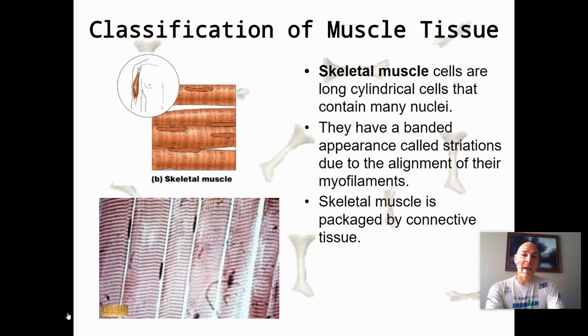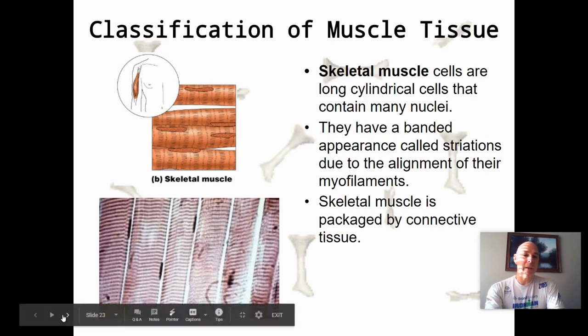Skeletal muscle is also packaged in connective tissue. If you've ever looked at a chicken fillet or a beef fillet before being prepared, there's that kind of whitish area around it. It may not necessarily be fat, but especially with chicken, they have that almost cellophane-like wrapping, and that's connective tissue, and that helps to maintain the shape of the muscle cell and the compartment in which it resides.